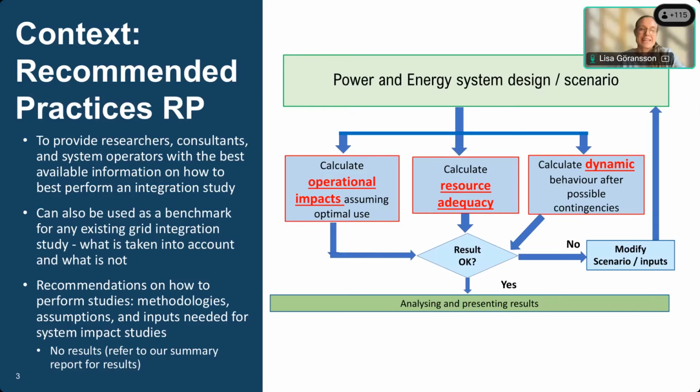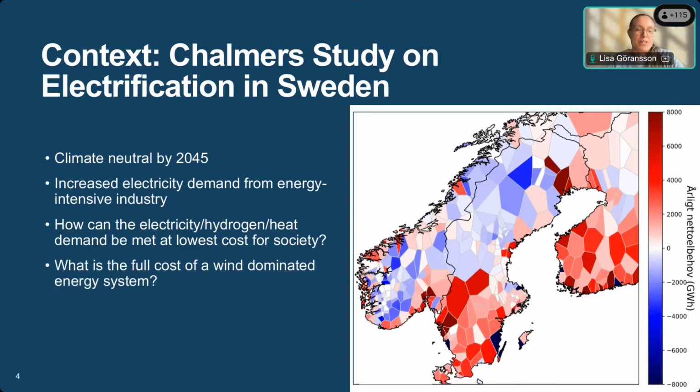Thank you, Hannele. So just to give you a context of why we wanted to carry out this study in Sweden. In Sweden, we are facing a doubling of the electricity demand, mainly due to electrification of transport and industry. And we have very good conditions for wind generation across the country, but there were concerns expressed as to the total cost of a wind-dominated power system.